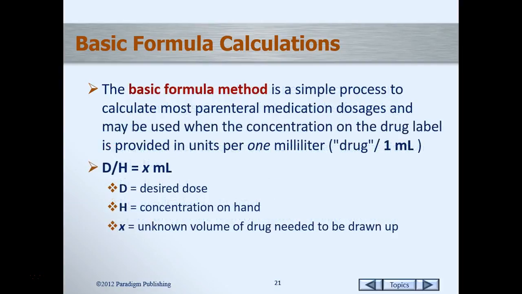The basic formula is D over H equals X. D is the desired dose. H is the concentration we have on hand. And it's implied that it's over 1, so that's why we don't have any additional information.